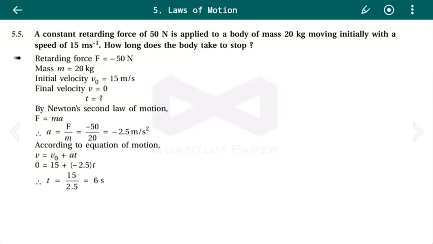In this video we are going to solve the textbook exercise numericals, that is, first we will be solving the fifth numerical, that is 5.5.